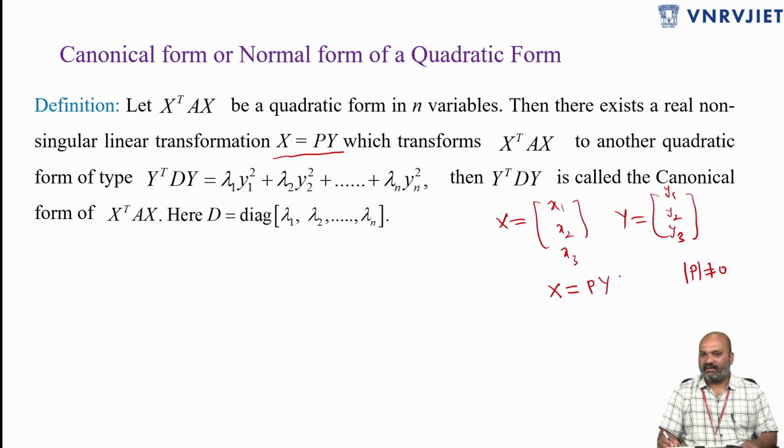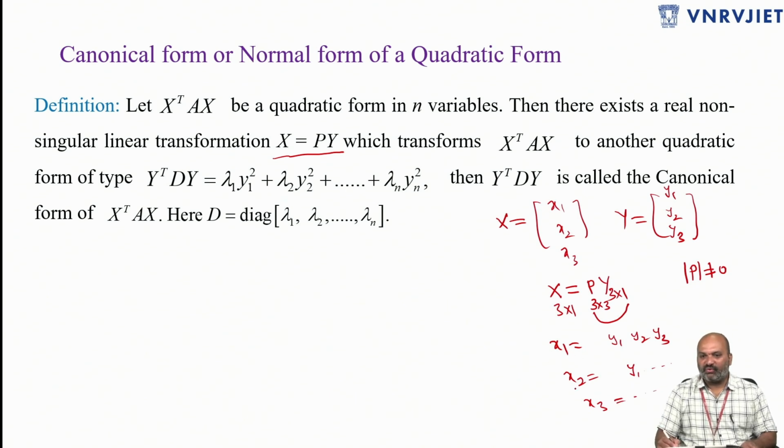Since y is a variable vector consisting of 3 variables, P must be of order 3, a square matrix. So it is 3 by 3 into 3 by 1, and the resulting matrix is of order 3 by 1. Of course, the left hand side matrix is of order 3 by 1. So equating corresponding elements, x1 is equal to an expression in terms of y1, y2, y3; x2 is equal to an expression in terms of y1, y2, y3; x3 is equal to an expression in terms of y1, y2, y3.